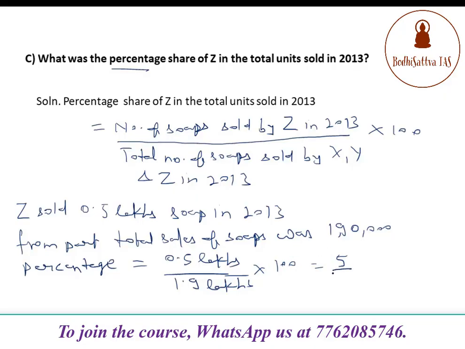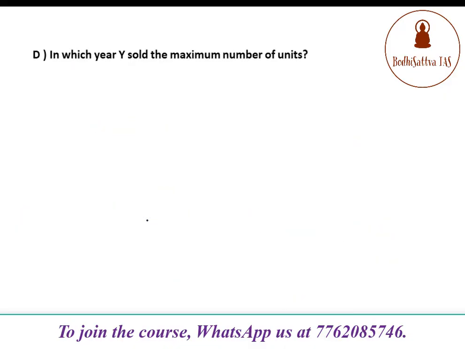Okay, so that can be done by 5 by 19 times 100. If I simplify this, I will get 26.31%. So for saving our time, we have used the data found in the part A only. This will save our calculation and time both. Now moving to the next part, that is part D.